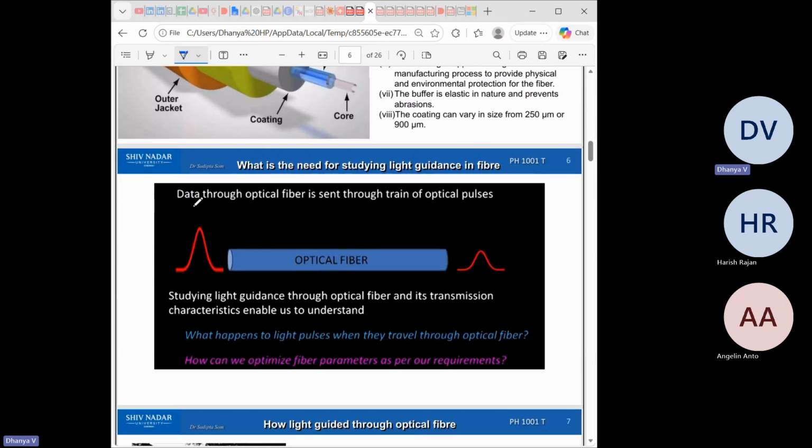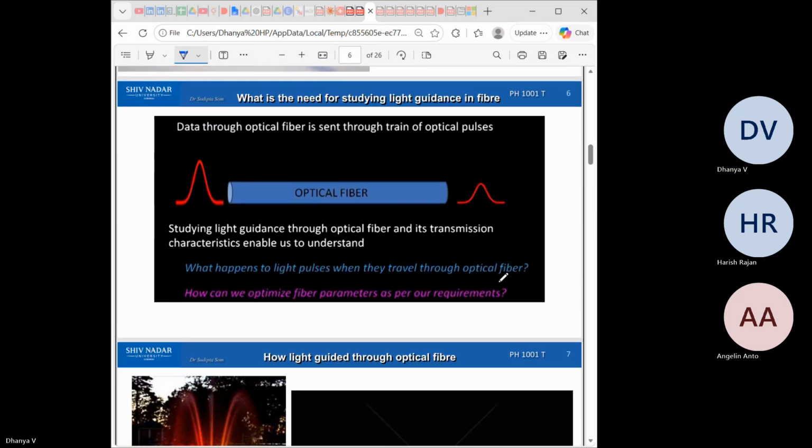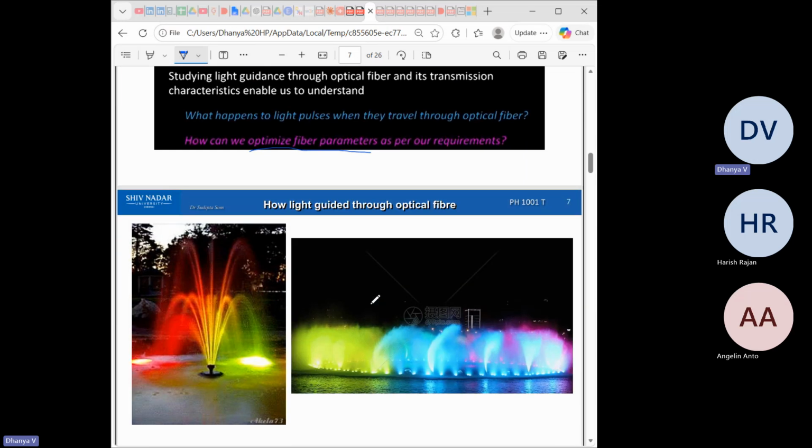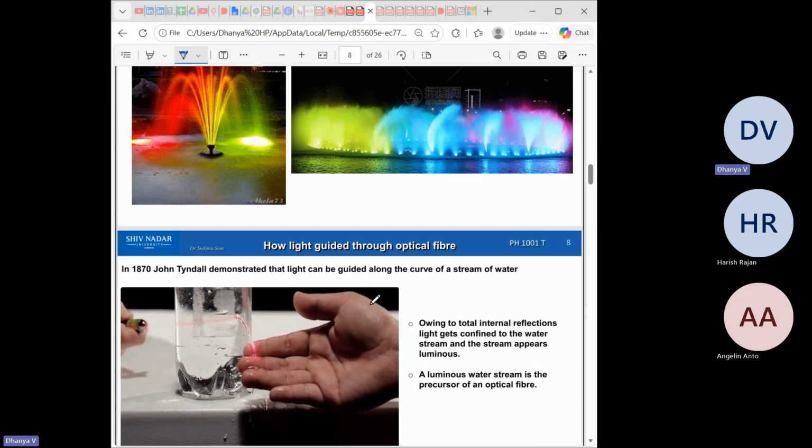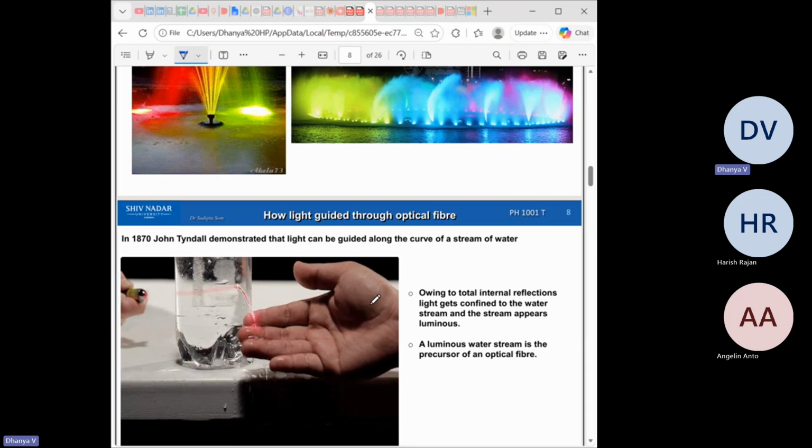The data through the optical fiber is sent through a train of optical pulses. Studying light guidance through optical fiber and its transmission characteristics enables us to understand whatever data is sent through the optical fiber, and hence how we receive our output. So how can we optimize this transfer of data? What can we exactly do to optimize this transfer of data? That is something we'll look into soon.